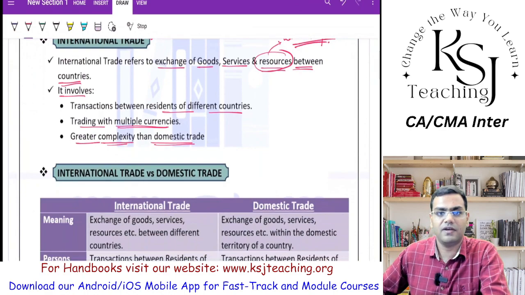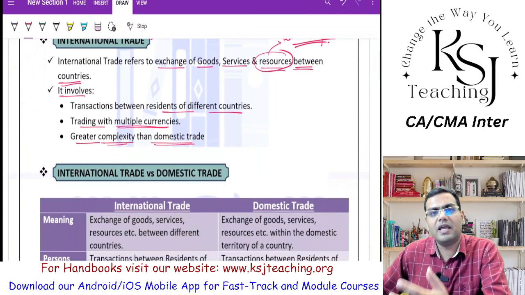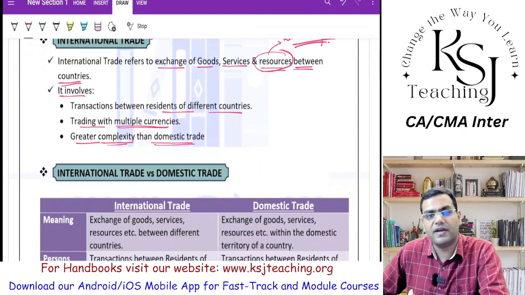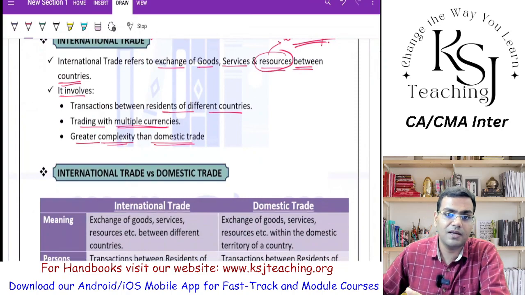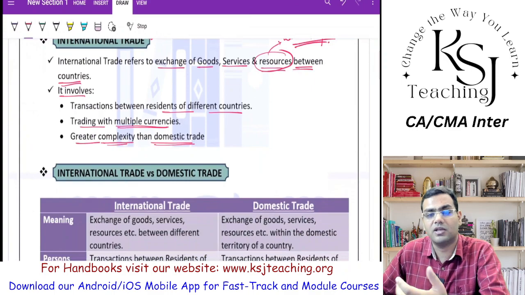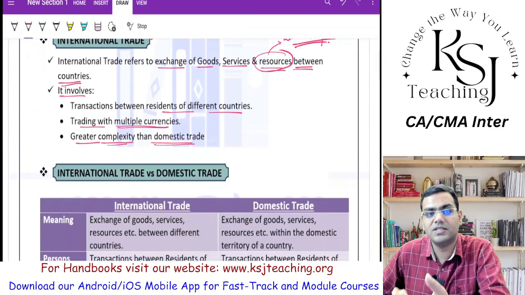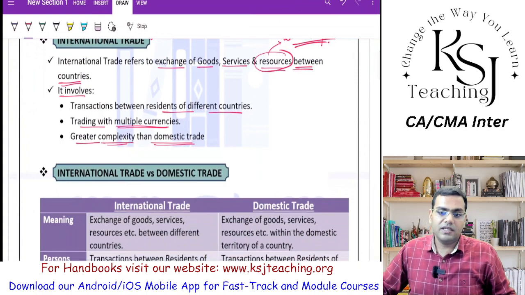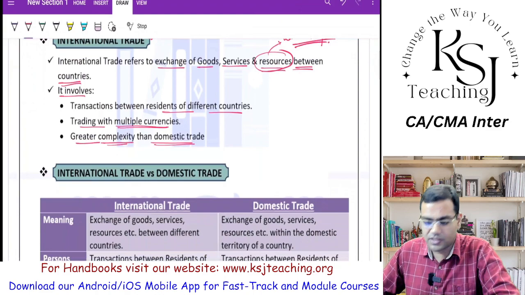India has taken the Rafale jets from Russia, isn't it? It is not that India cannot manufacture fighter jets, but obviously there will be some constraints relating to the resources available, the manpower, the technology, right? So obviously there is a need for international trade. Clear? That is why India is purchasing fighter jets from Russia. Clear? But obviously there is a lot of complexity involved in international trade in comparison to domestic trade.